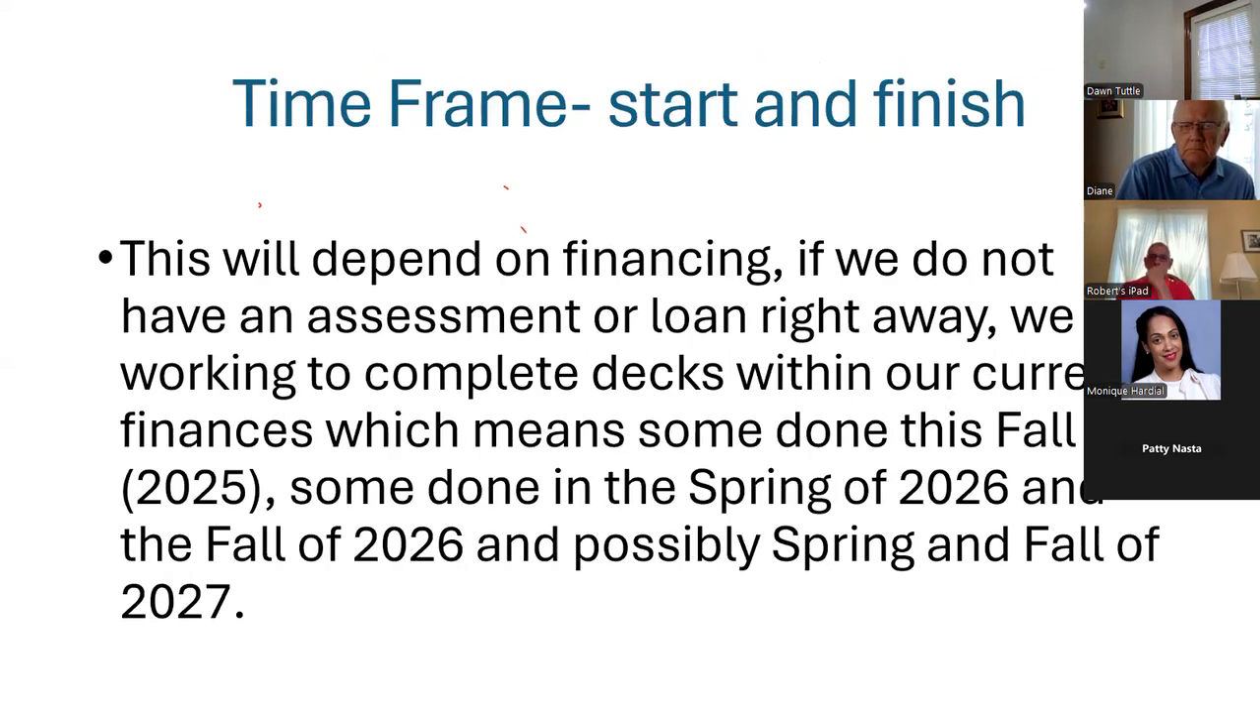Time frame, again, it depends on financing. Right now it's, I'll just read it. If we don't have an assessment or a loan right away, we're going to complete decks within our current finances, which means some done this fall, some done in the spring, some done the following fall, and into the next year if need be. Because we only collect $103,000 a year in the current HOA or assessment you guys pay, we have to work within that budget.